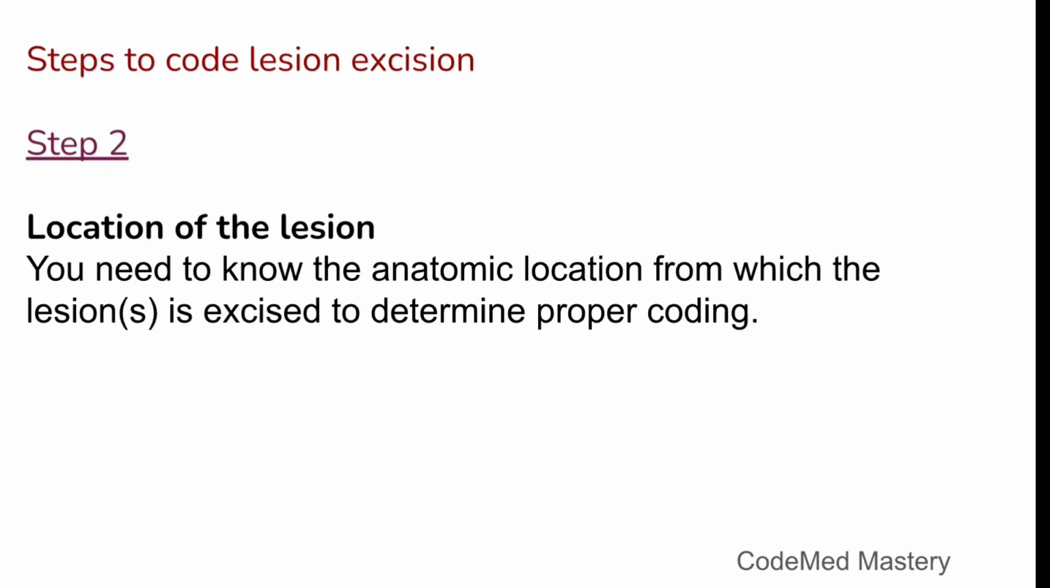Next, let us go to step 2. Step 2 is knowing the location of the lesion. You need to know the anatomic location from which the lesion is excised to determine proper coding. There are specific codes for different anatomical locations. So we have to check the anatomical location in the operative report.